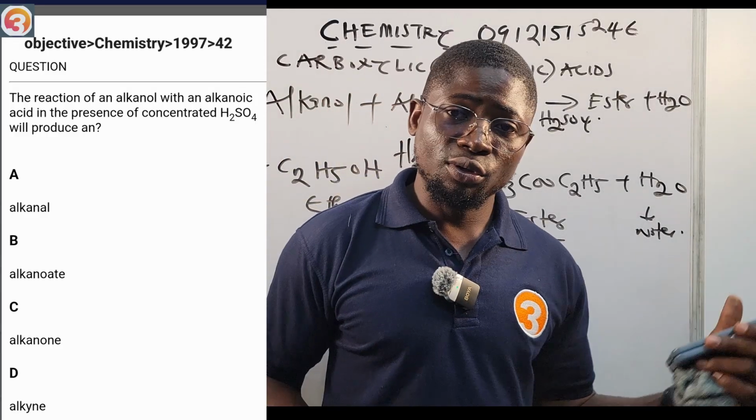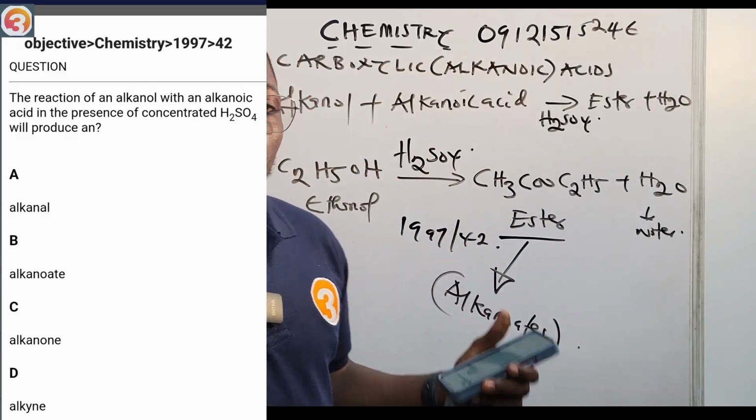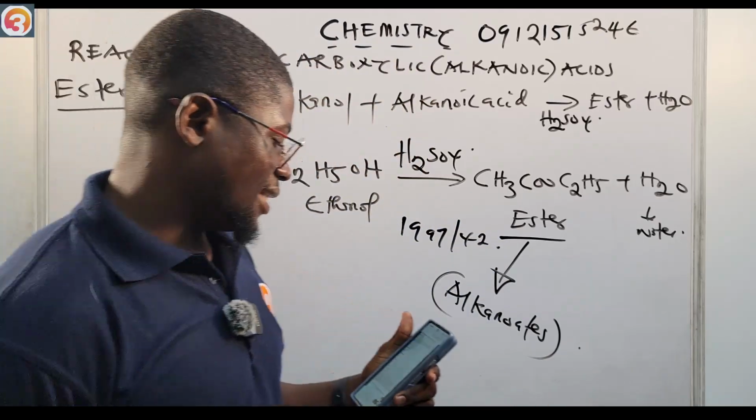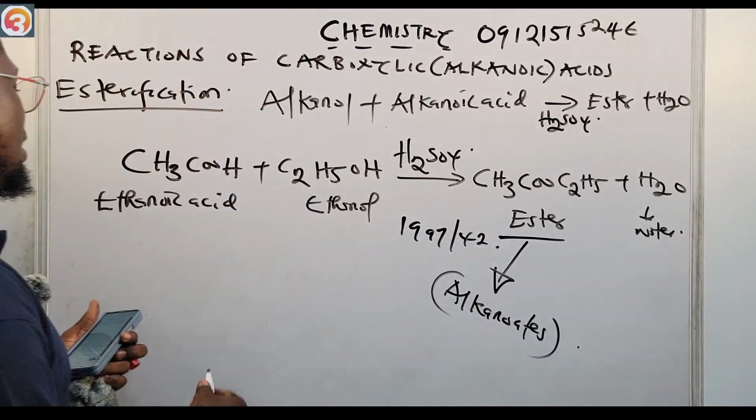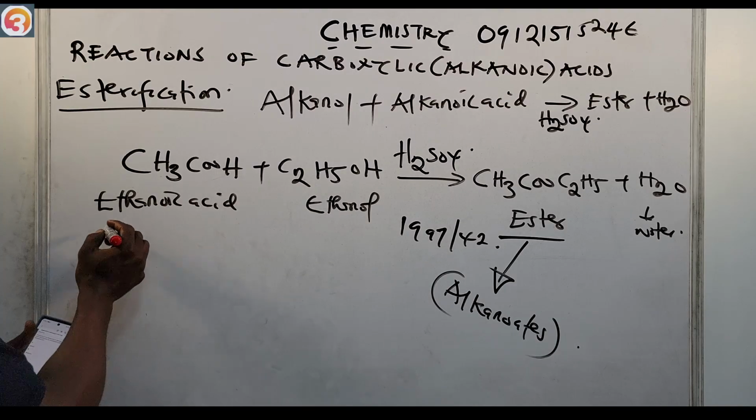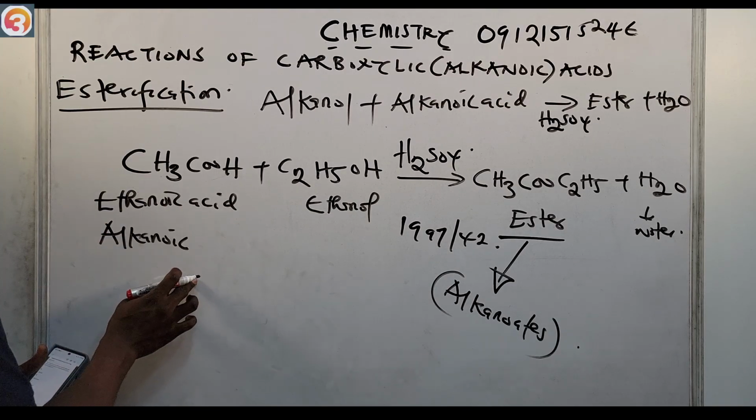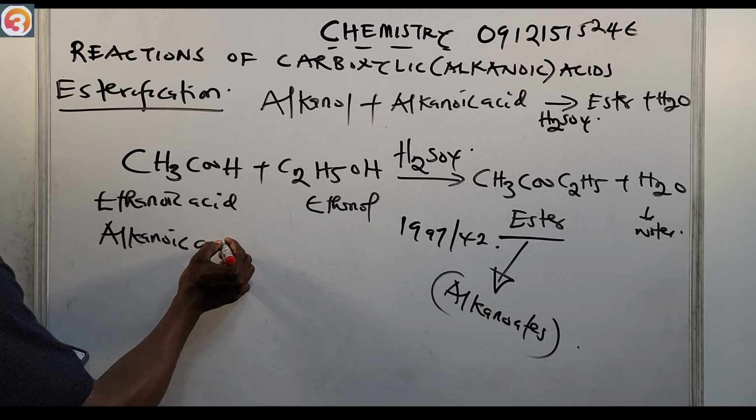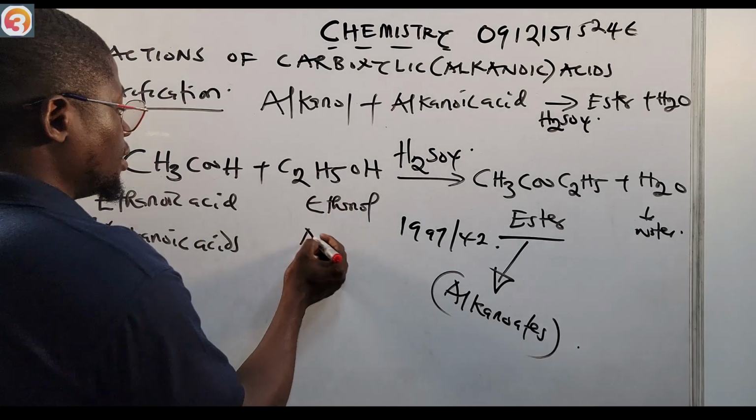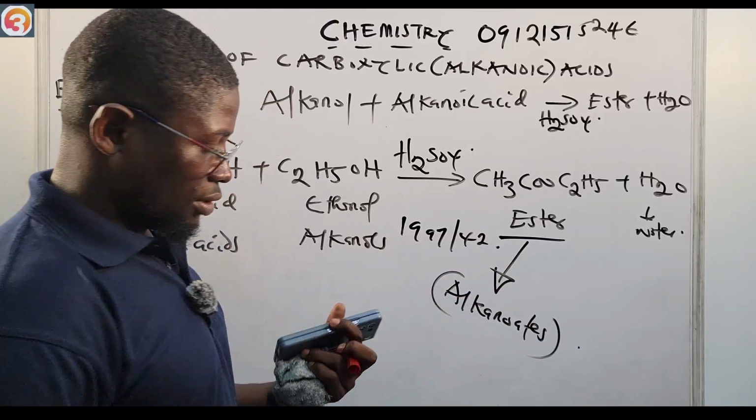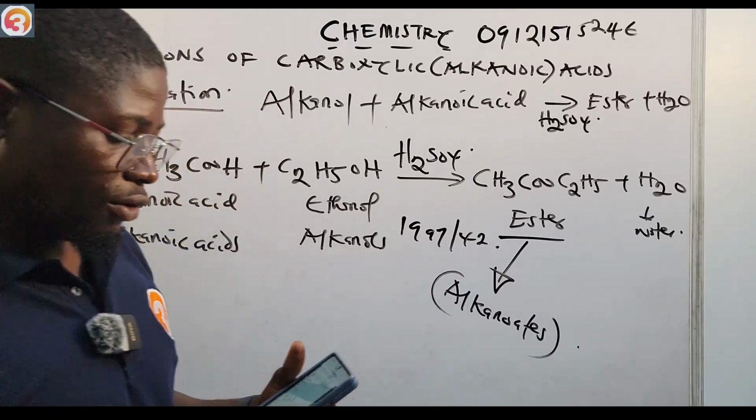But just note for now that esters are called alkanoates. So, just like what was said here, an alkanoic acid. Some of you know that carboxylic acids are also called alkanoic acids. These ones are called alkanols, and these ones are called alkanoates. Please take note of that for record purposes.